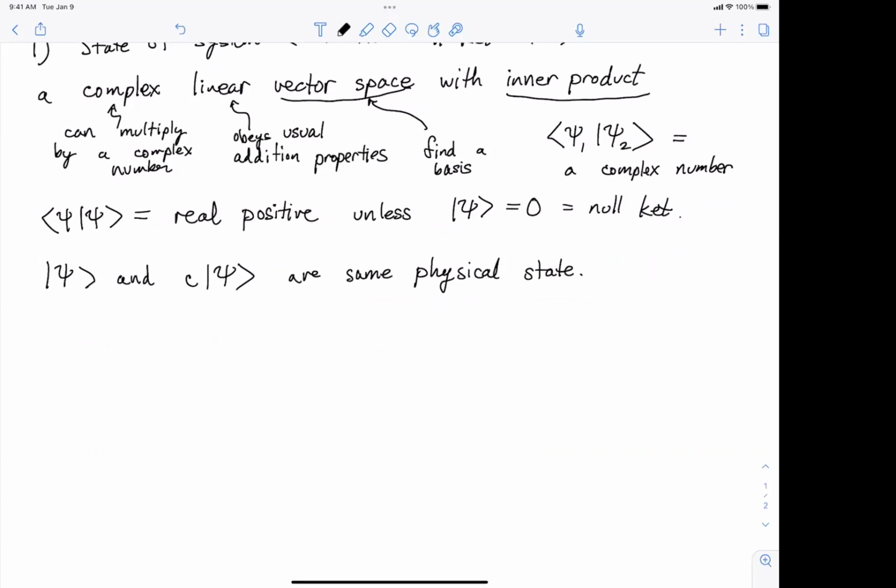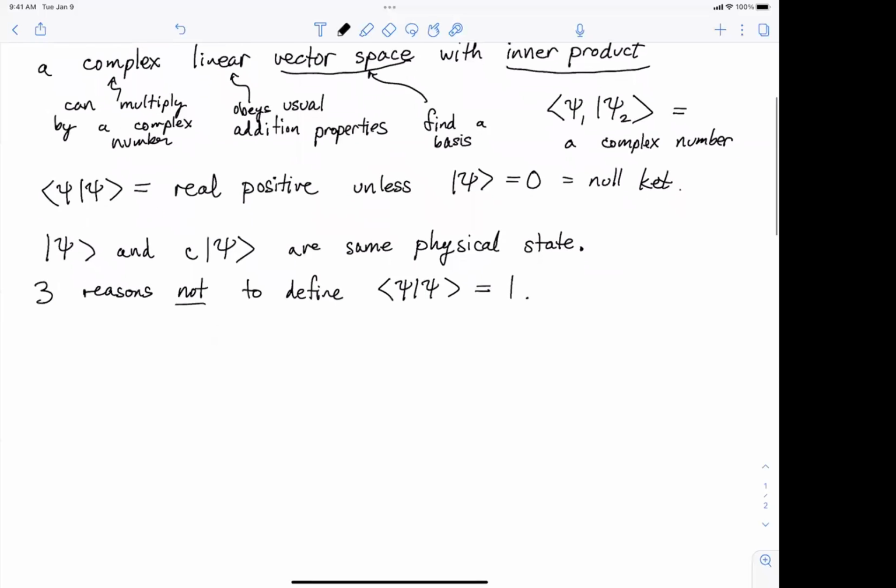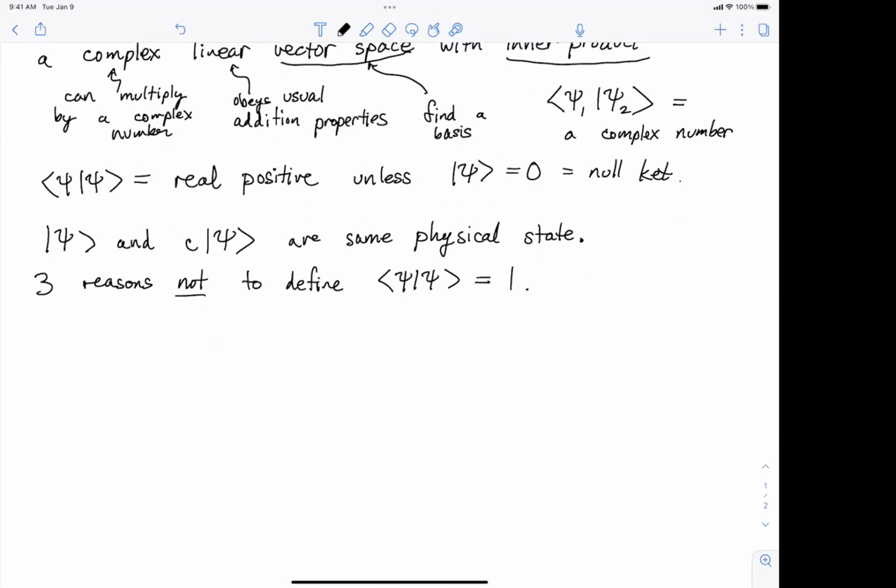And there are 3 reasons not to do that, 2 of which we learned last semester and 1 of which we will learn this semester. So here are 3 reasons not to just define that all of our kets have inner product with themselves equal to 1. Naively you could do that, because you could just choose C to make it so. Just choose that complex number. But 3 reasons not to do it.